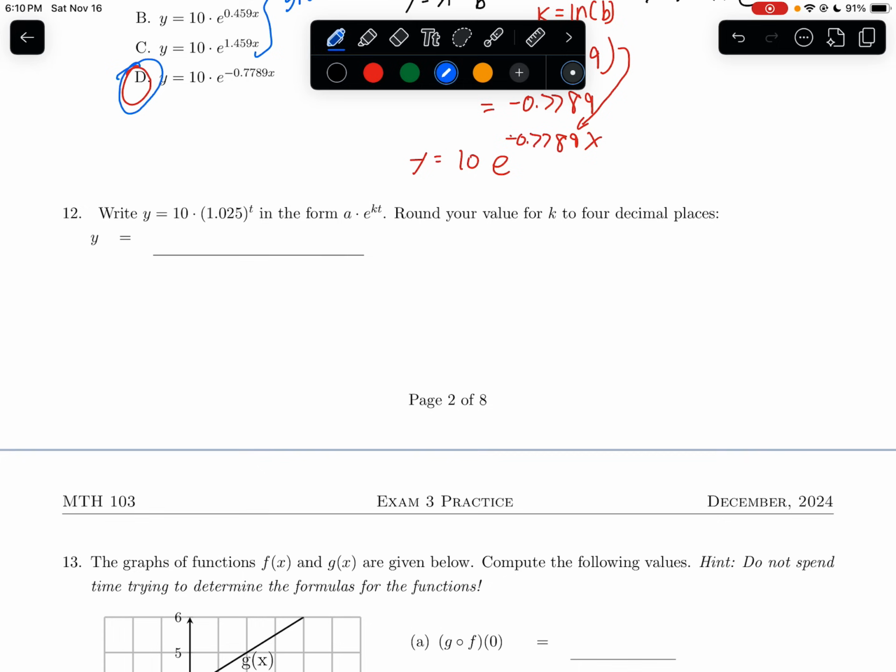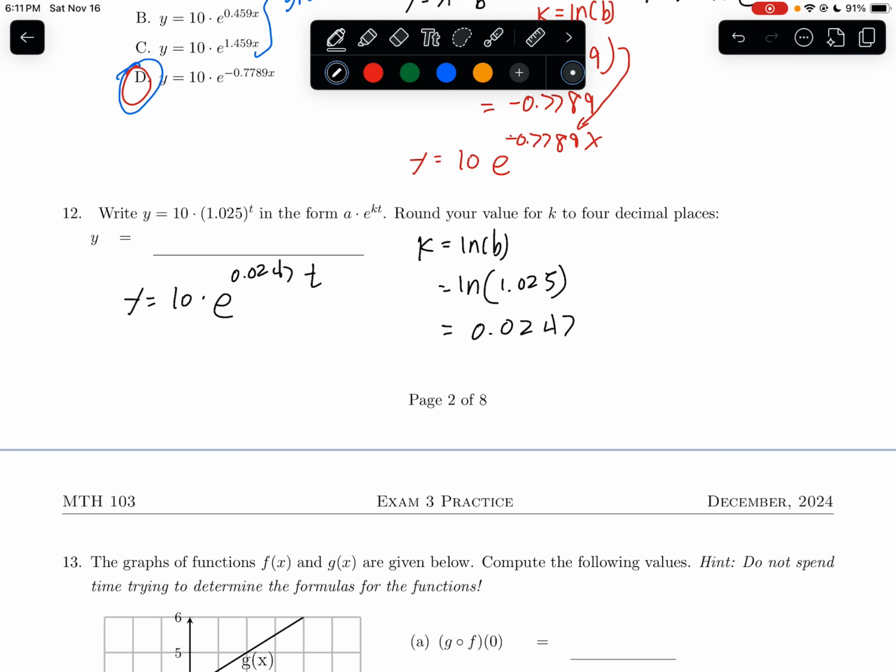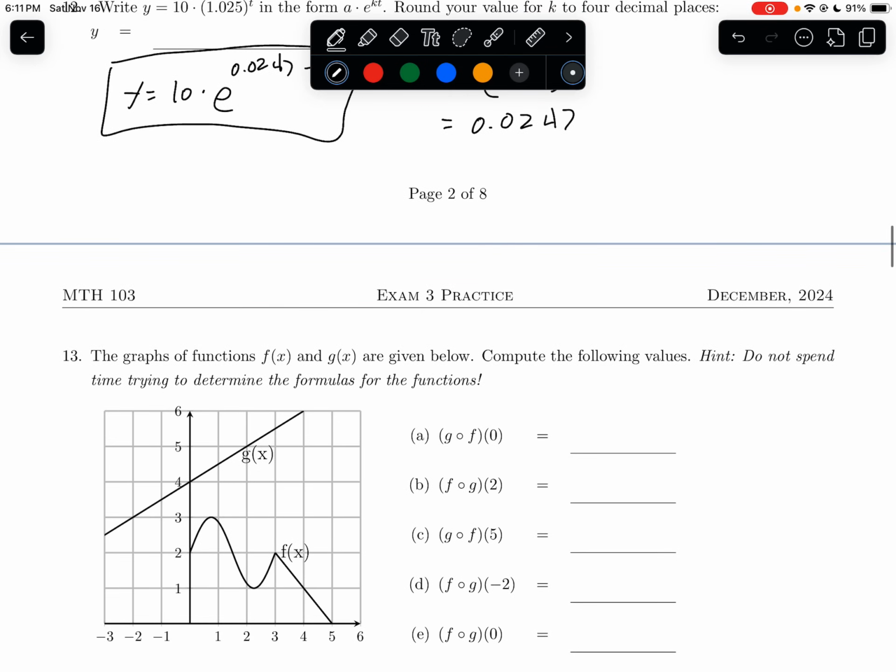Okay, write this function in the form a e to the kt. So we're doing pretty much the same problem here again. k is the natural log of b, as we just did. So I compute the natural logarithm here. The base that I start with is 1.025, and if I do that, I get 0.0247. It's just a calculator question. And now this means that the function is 10, same initial value, times e to the 0.0247t. So remember, you don't add or subtract 1 to k. Whatever you get for the value, you just put into the formula, and that's it.